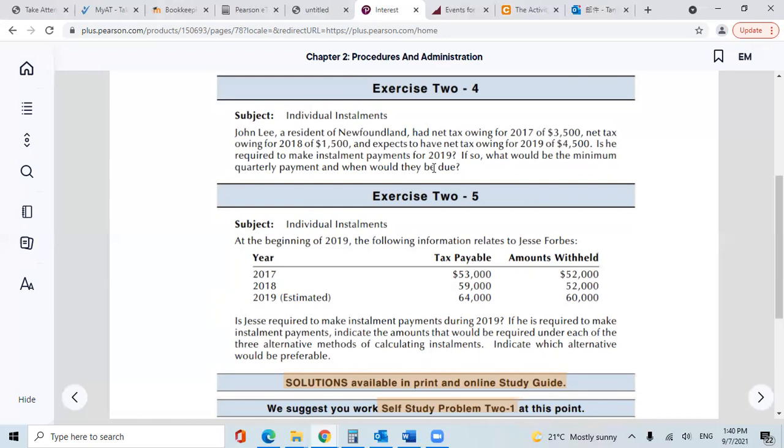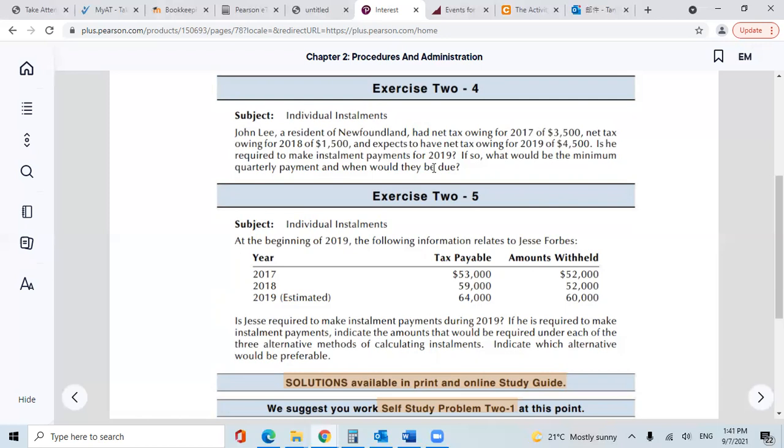So the minimum we can pay depends on the preceding tax year, the net tax owing of $1,500, which is the preceding year. So divide by 4, you get 375 per quarter. So that would be the best choice, right? Because you always need to take a look at alternatives.